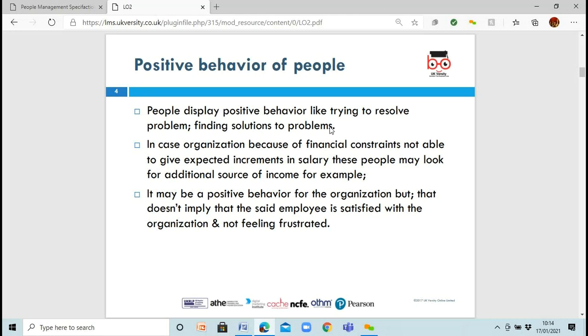But in the case of an organization, because of financial constraints, you may not be able to give the expected increments in salary. So these people may look at an additional source of income. So it may be a positive behavior for the organization, but that doesn't imply that the employee is satisfied with the organization. They might feel they're getting underpaid, they might be feeling extremely frustrated, they might even be feeling that they're not getting recognized for all the hard work and effort that they're putting into their role.